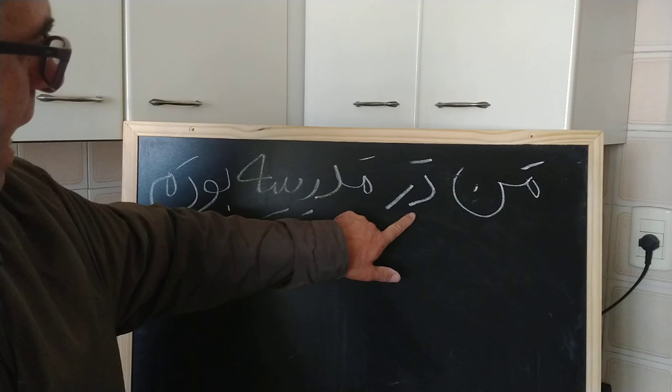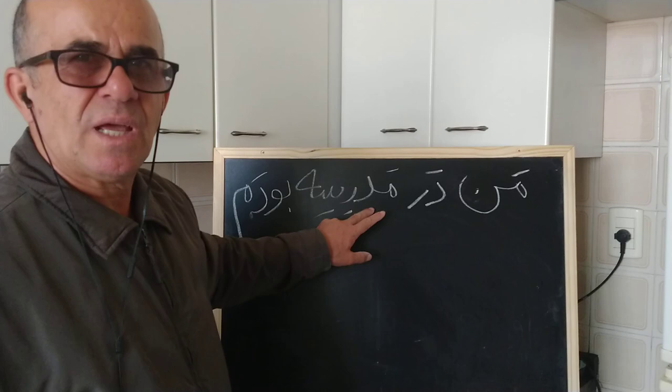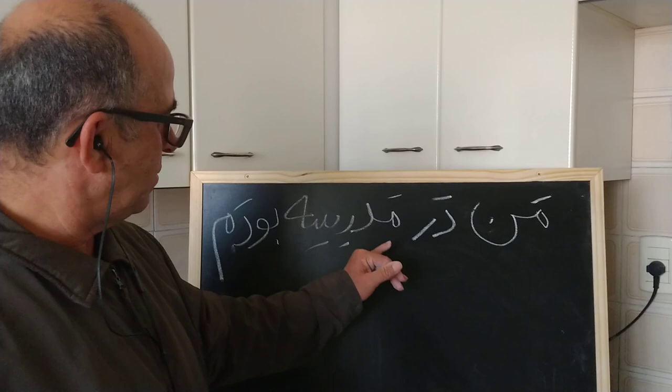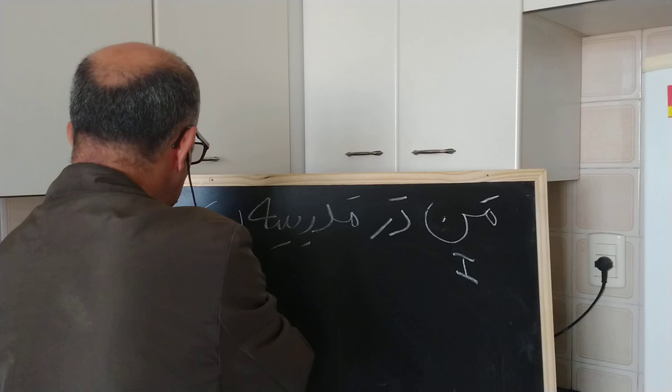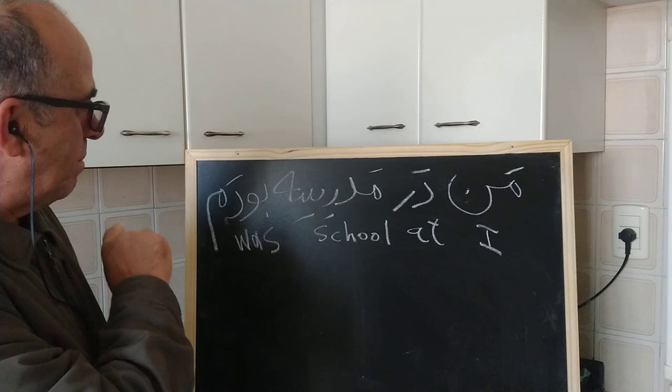من در مدرسه بودم. مدرسه. This word exists in even Indian languages. Madras. They have something, a school, a university. I don't know, but it's very famous. We say madrasa, school. Man dar madrasa bodam. I was at school. Man dar madrasa bodam.